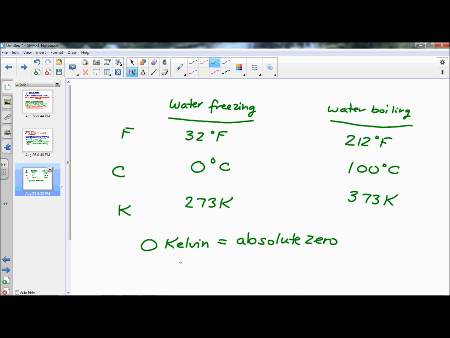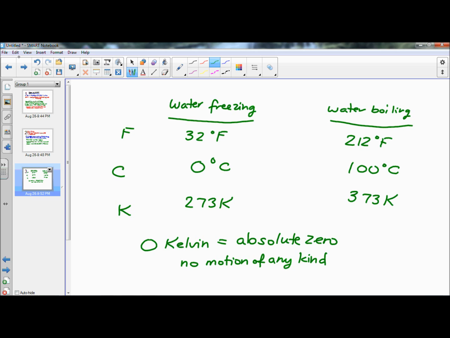And this is the point where there is no motion of any kind. We've been trying to get to that point for a long time. 0 Kelvin, where even the subatomic particles stop moving. So that would be really, really cold.